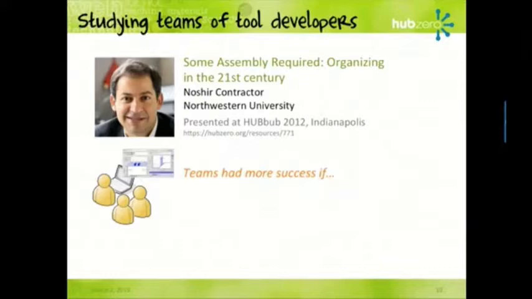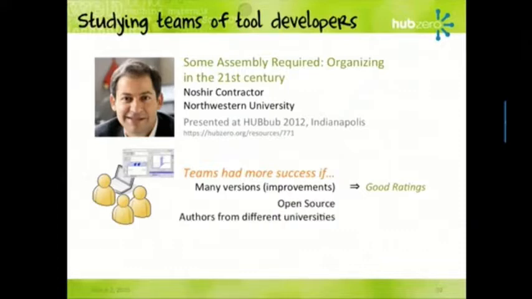One was that teams had more success if, for example, they had many versions. So if you improved a tool, you didn't just put it up once, but you fixed it, you improved it, you added features. The more versions you had, typically the better your ratings. It correlated with good ratings of the tool because the tool was fresh and well supported. That makes sense. He also found that if the tools were open source and if they included authors from different universities, they tended to get more citations.